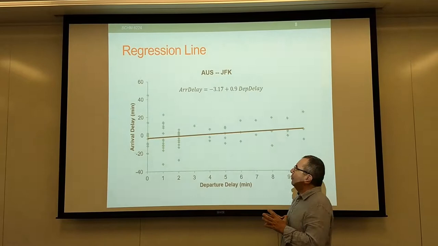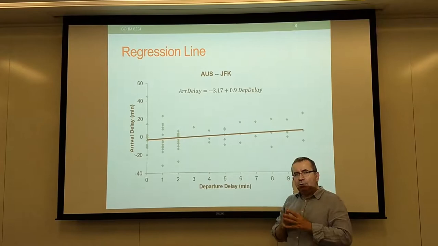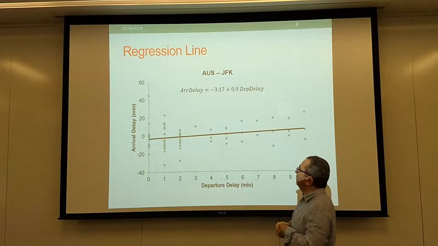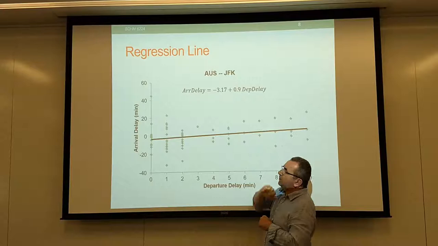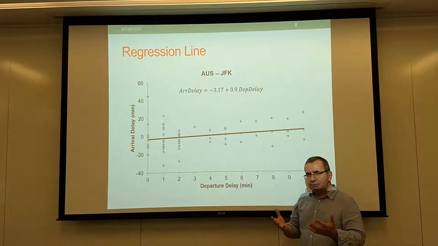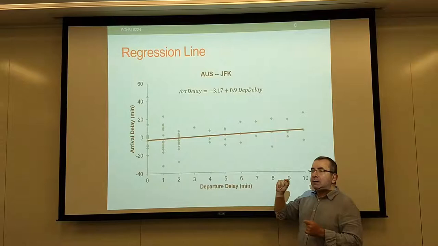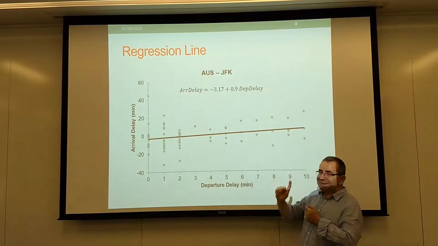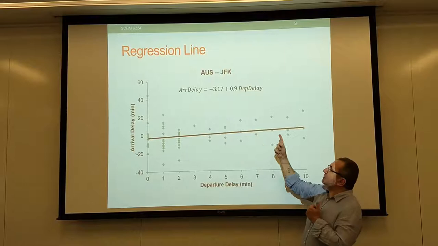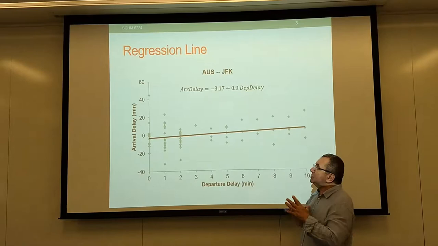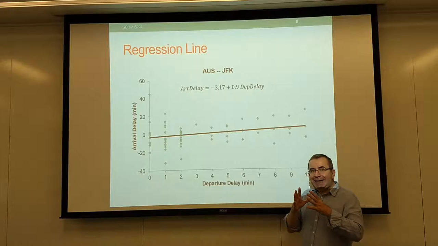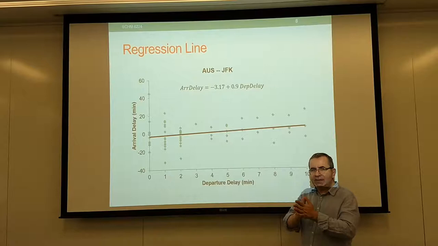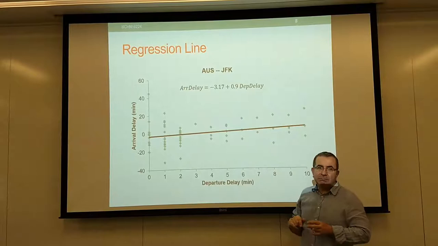So if departure delay is zero, let's substitute zero for departure delay, then this term disappears, and we have minus 3.17. What this means is that, on average, if departure delay is zero, okay, let me put it this way. If a flight departs on time with zero delay, it will arrive 3.17 minutes early on average. Okay, so this is the model for the average. This is our prediction, this is our forecast. So for a flight that departs on time with zero delay, it arrives 3.17 minutes early on average, okay?